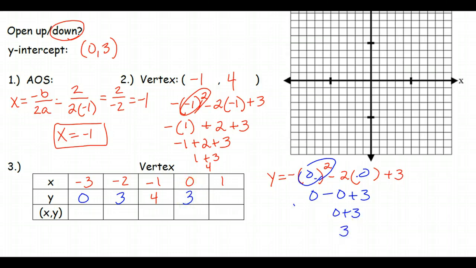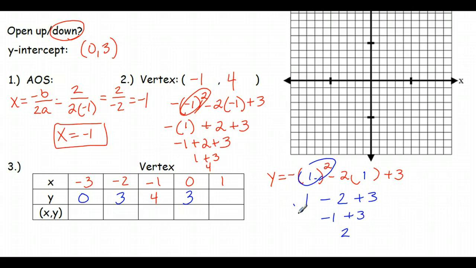And then last we're going to plug in 1. So again, let me just erase what we've done. And now we're going to plug in 1. So 1 squared is 1, minus 2 plus 3. 1 minus 2 is negative 1 plus 3, which is 2.